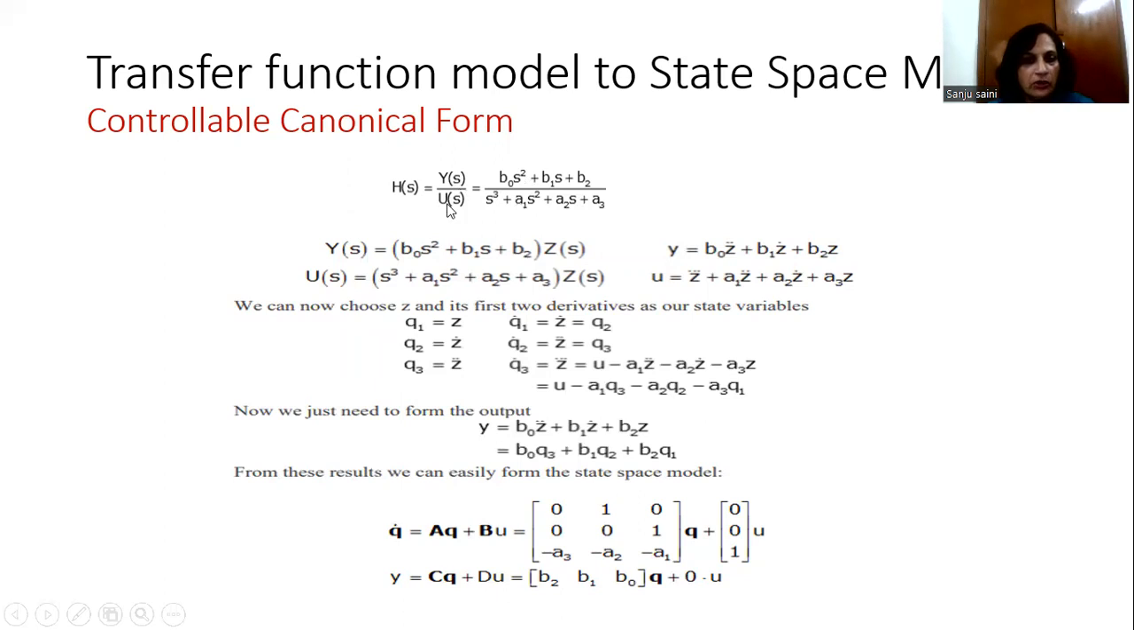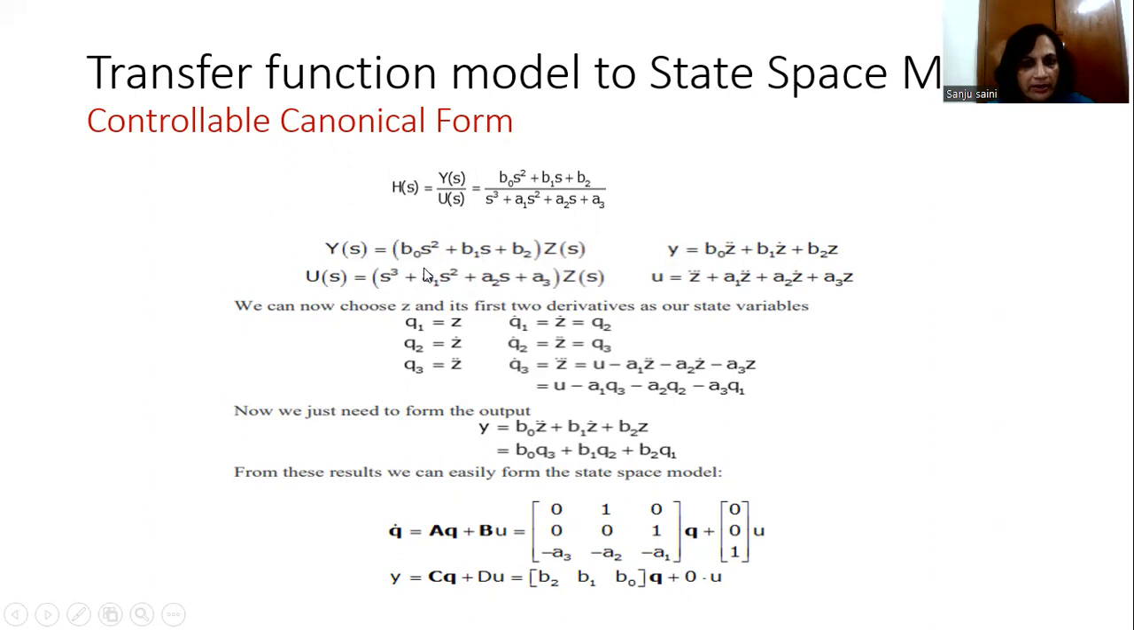So H(s) is equal to Y(s) upon U(s), and it can be represented like this. Then we have taken H(s), the transfer function, equal to Y(s) divided by U(s). Y(s) is the output variable's Laplace transform. U(s) is the input variable's Laplace transform. Then we equate both the numerator and the denominator, so we'll get these equations: Y(s) is equal to this and U(s) is equal to this.